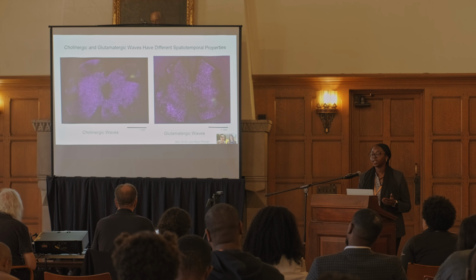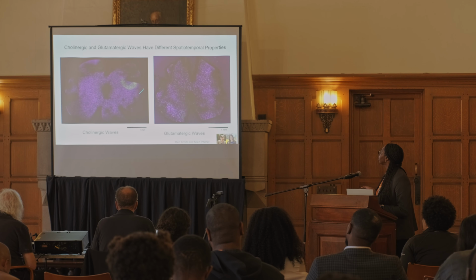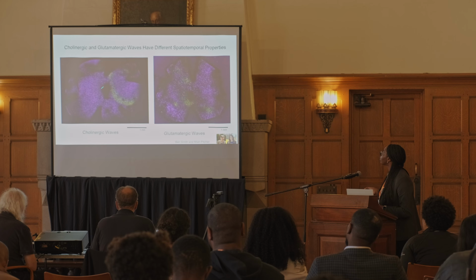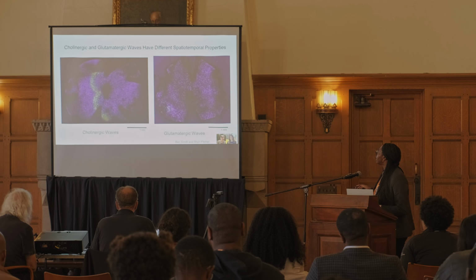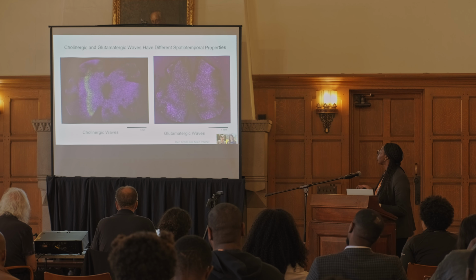So next, what I'm showing you here is an example of what these waves actually look like. And what we see here in the purple is the actual retinal tissue. And we see in green, these are neurons that have been labeled with the calcium dye. And we see that cholinergic waves and glutamatergic waves have different spatial temporal properties.